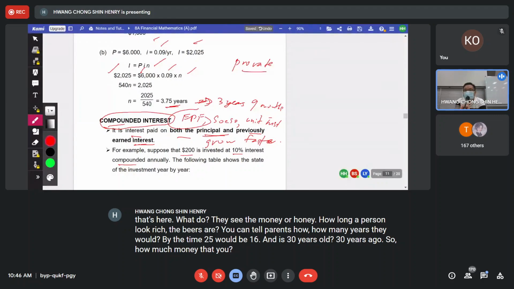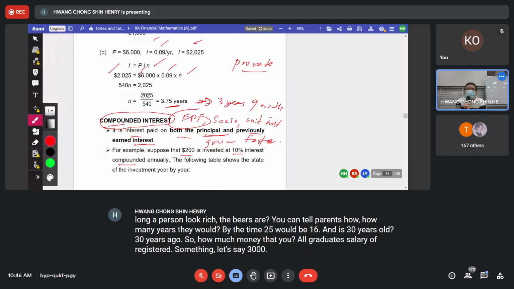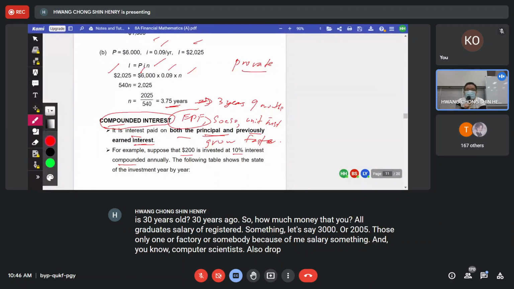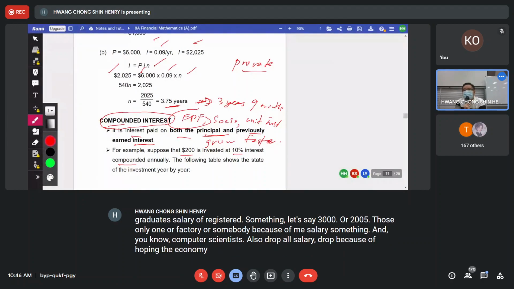For graduate salary, starting, let's say 3,000 or 2,500, those of you who work in bank or factory or company, 2,500 to 3,000. Of course, now because of the pandemic, salary, starting pay dropped already. Engineers also suffer, computer scientists also drop, all salary drop because of the pandemic. Hoping the economy will recover faster. By the time you all graduate, maybe go back to 3,000.